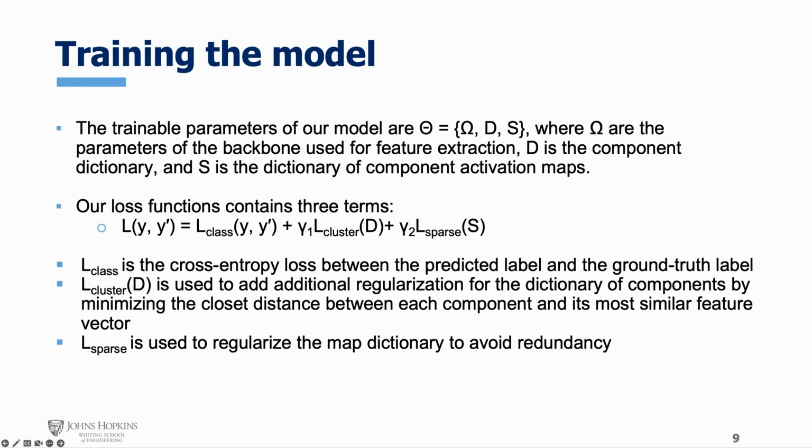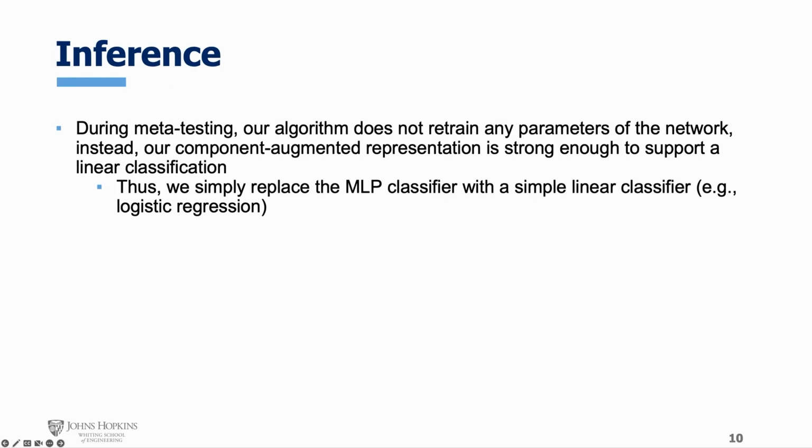Our model is end-to-end trainable, and our loss function contains three terms: the classification loss, the cluster loss, and the sparse loss. And during inference, we do not need to retrain any other parameters of the network.